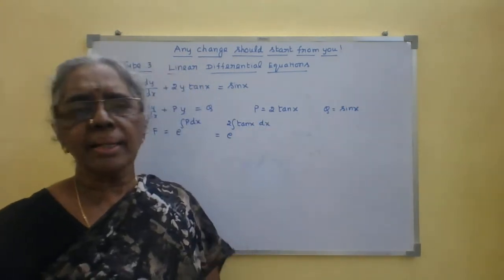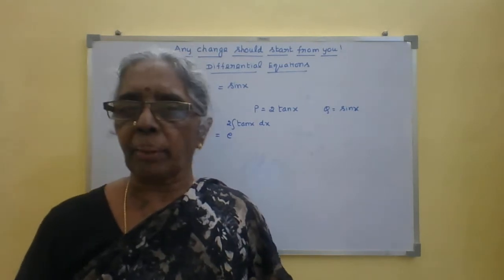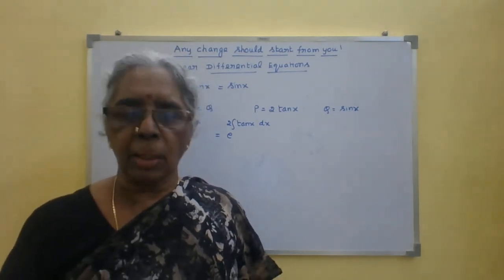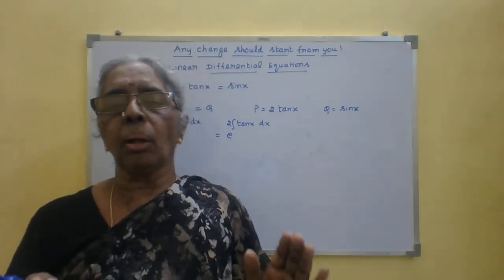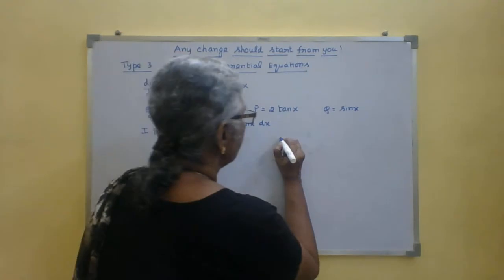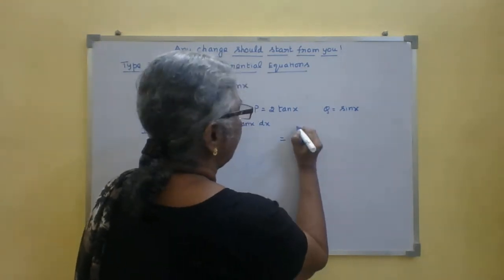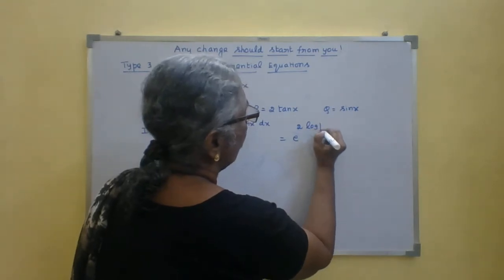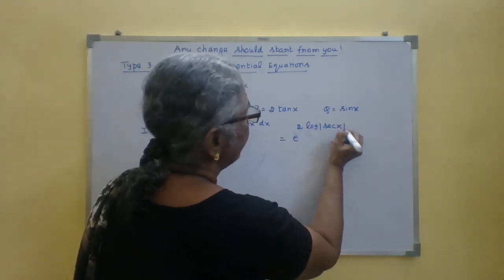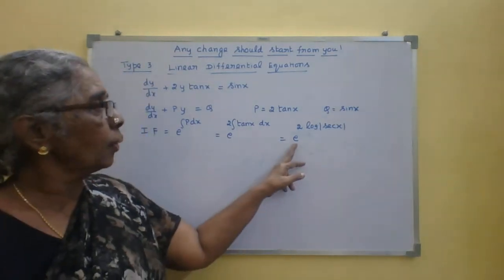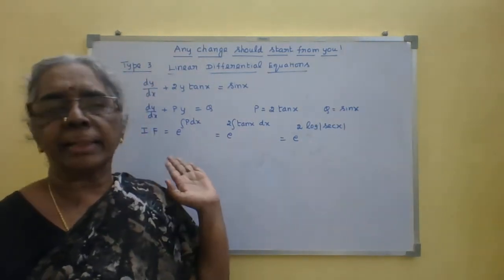Now for integral tan x, we have actually got two formulae. One is log mod secant x, the other one is minus log mod cos x. You can use either one. I am going to use e power, that 2 I will write as it is. I will write now log mod secant x. Here don't write c because in the solution we have a c. So e power 2 log mod secant x.